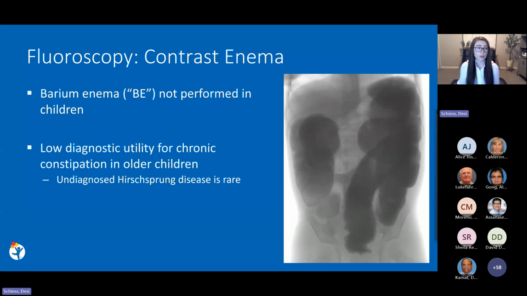Another misconception is regarding fluoroscopic enemas. We do not use barium for enemas in children, so we don't refer to these as barium enemas. Contrast enemas are also generally of low diagnostic utility in the setting of chronic constipation, especially in older children, because undiagnosed Hirschsprung disease is rare. This is the one case I've seen of a 5-year-old with concern for obstruction who had a small caliber rectum with mucosal irregularity. Biopsy confirmed Hirschsprung's disease, and the patient underwent an ileostomy.